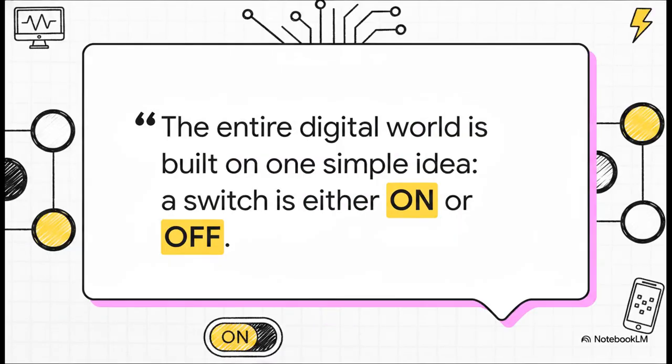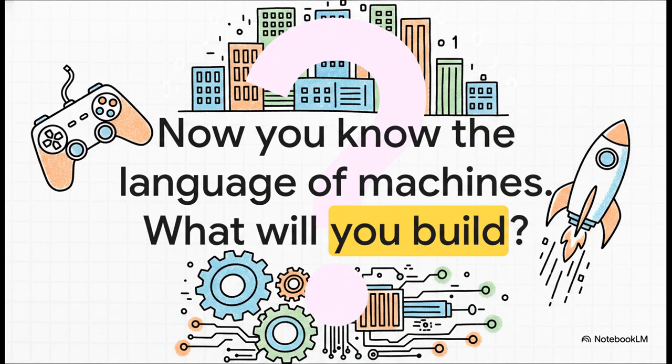So look, if you take away just one thing from all of this, let it be this: our entire complex, amazing digital world, every app, every photo, every bit of it is built on one incredibly simple idea. A switch is either on or off. That's it. So there you have it. You've just learned the fundamental alphabet of all modern technology. This is the language that's used to build everything from your favorite game to the software that might just take us to another planet someday. So the only question left is, now that you speak the language, what are you going to build with it?